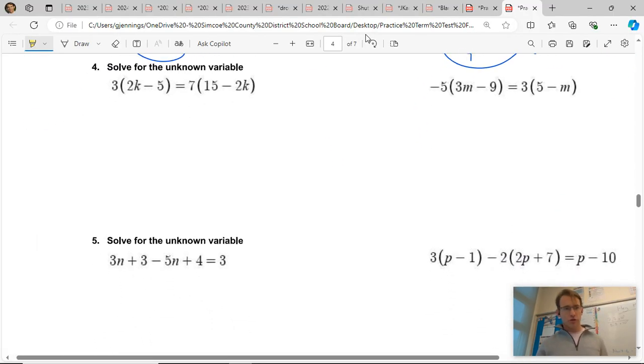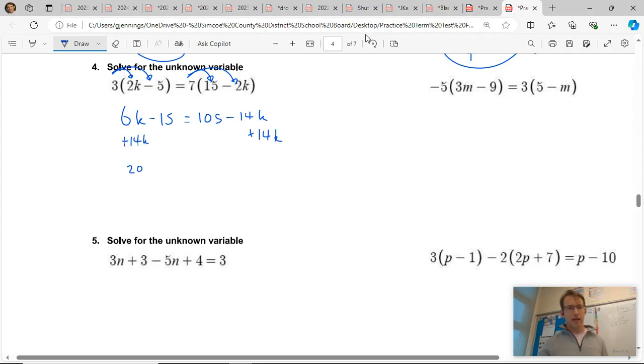Now we've got distribution to interest us. So here I need to multiply these in. This will give me 6k minus 15 is equal to, multiply this in, 105 minus 14k. So in order to tidy this up, I'm going to add 14k to both sides. So I get 20k minus 15 equals 105. And then I add 15 to both sides, because that's going to clear that away and make a simpler problem.